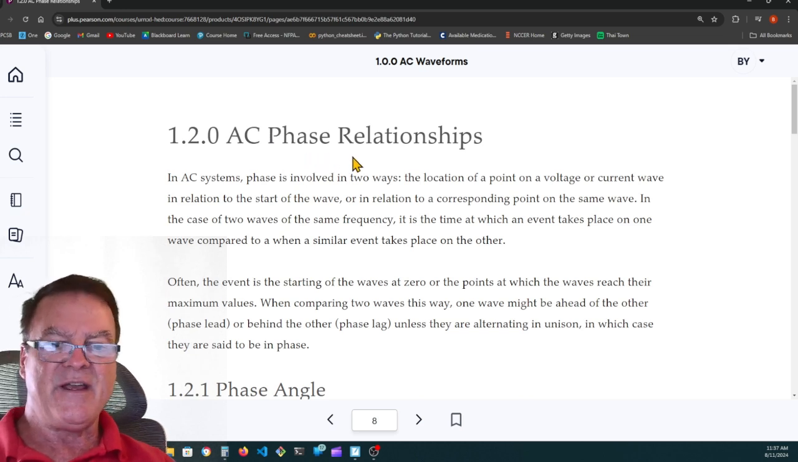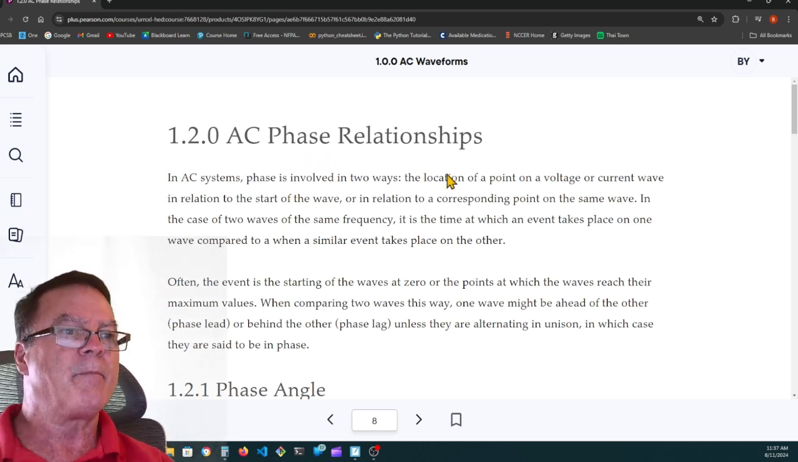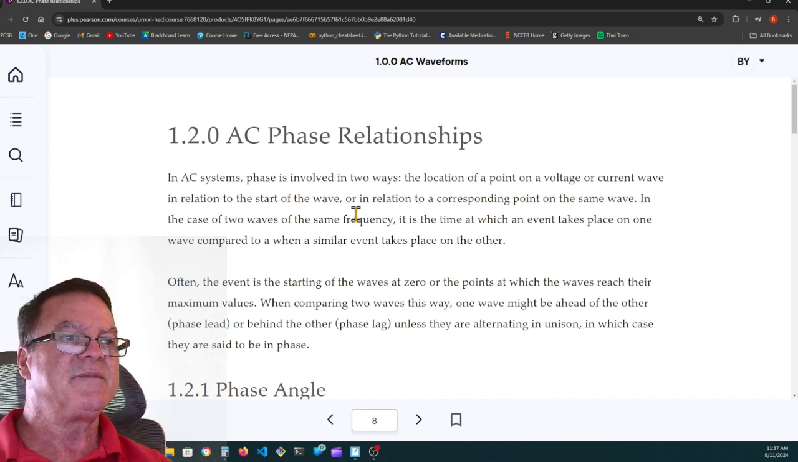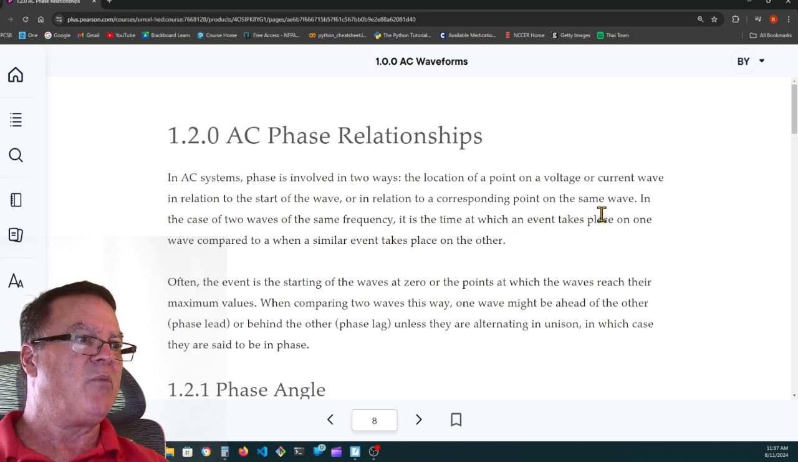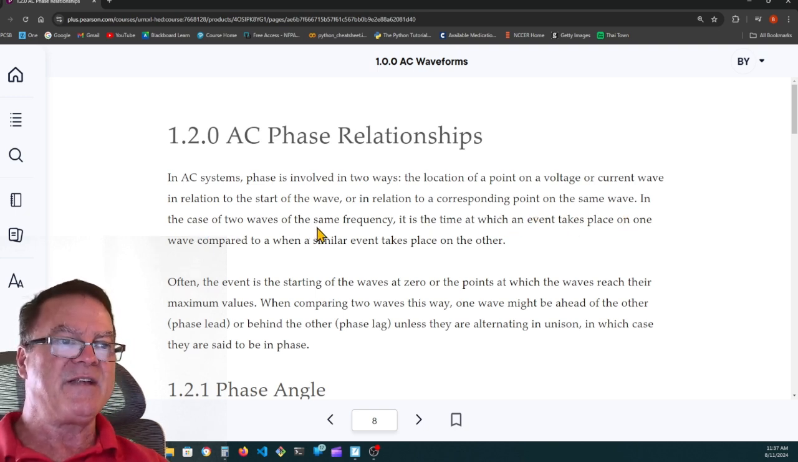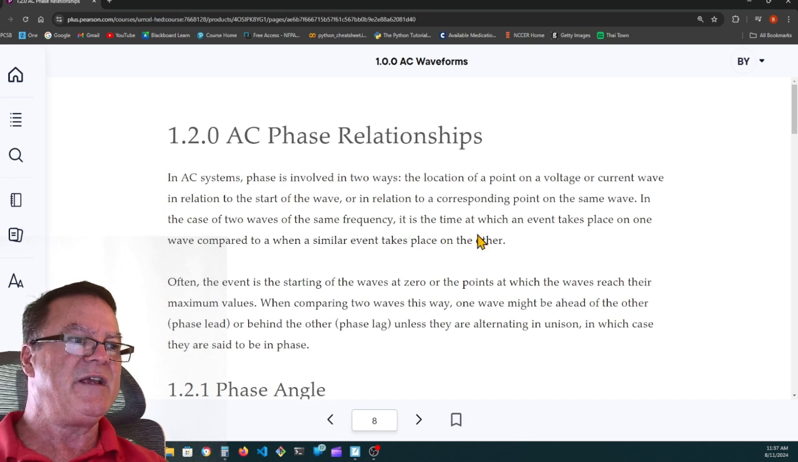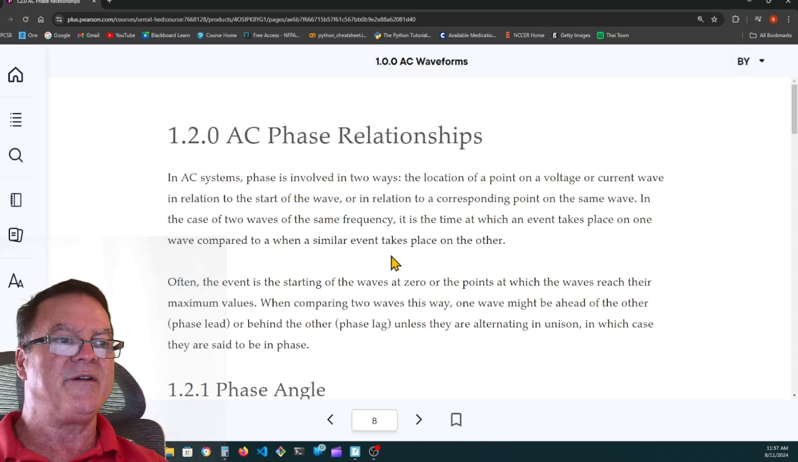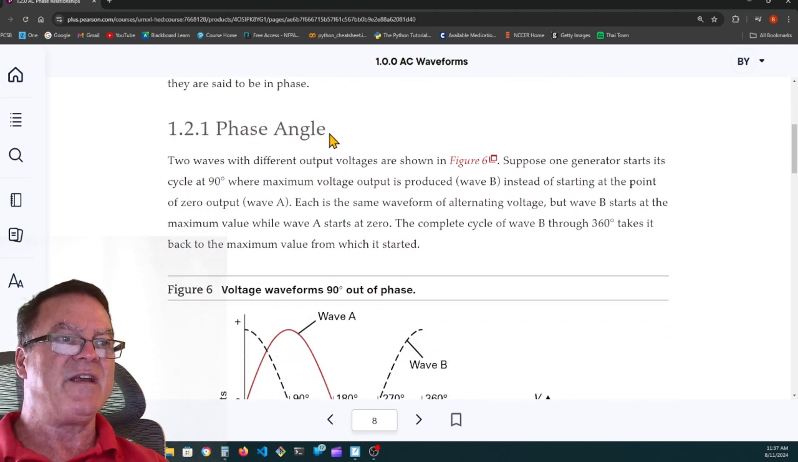1.2.0 AC phase relationship. In AC systems, phase is involved in two ways: the location of a point on a voltage or current wave in relation to the start of the wave, or in relation to a corresponding point on the same wave. In the case of two waves of the same frequency, it is the time at which an event takes place on one wave compared to when a similar event takes place on the other. So they're going to talk about phase angles.